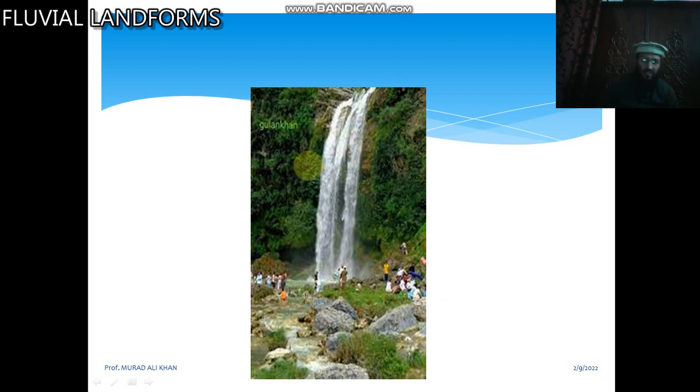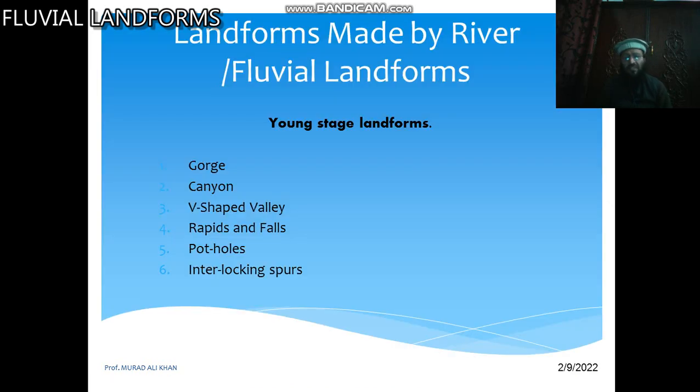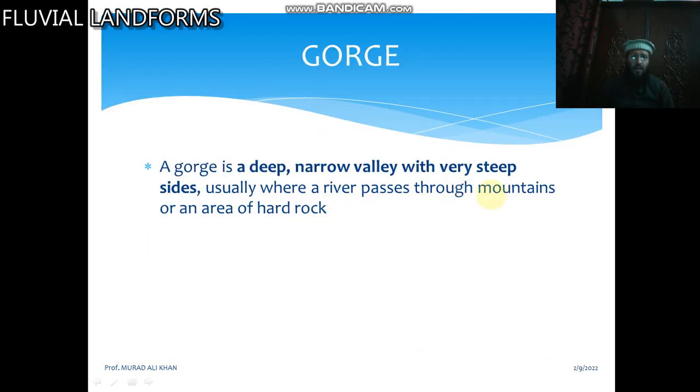So these were some of the landforms which are made by streams, or in some cases by rivers, but mostly they are made by smaller streams. Now in the young stage of a river, the main landforms that a river makes are gorges, canyons, V-shaped valleys, rapids and falls, potholes, and interlocking spurs. The gorges, canyons and valleys are the same thing, but the difference is of size, steepness and age.